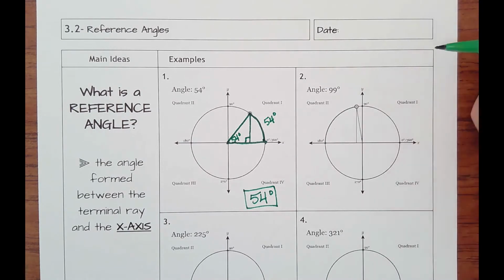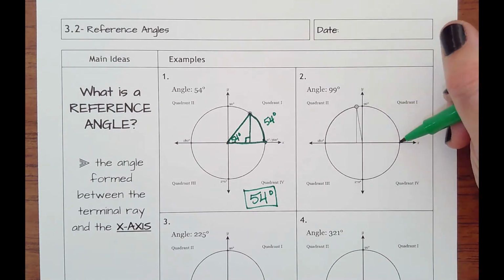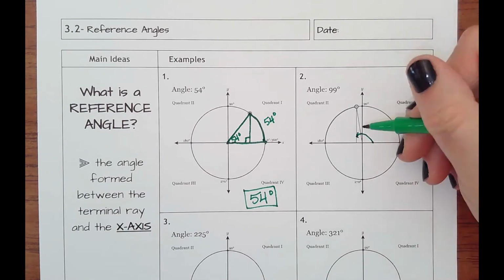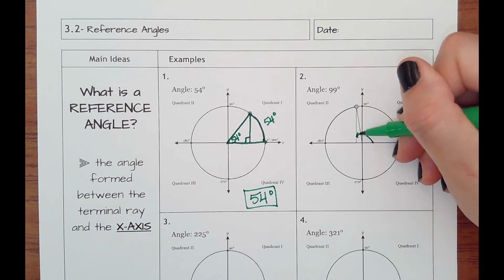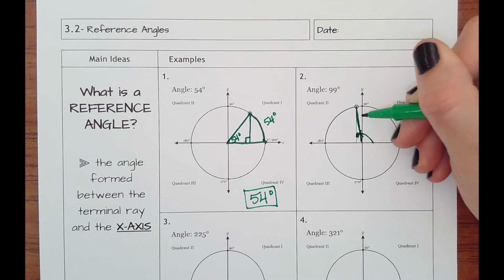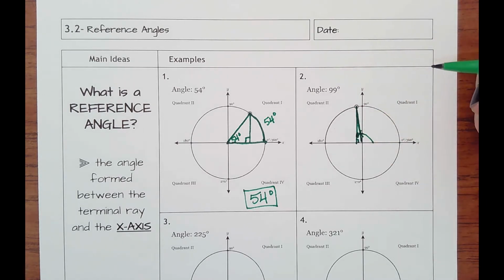But let's say we have an angle that ends in quadrant 2. So I have made a 99-degree angle. That means it's opened up to here. Oh, we went too far, right there. And so here's my terminal ray. I drop down a perpendicular, so yeah, it makes a really little triangle.